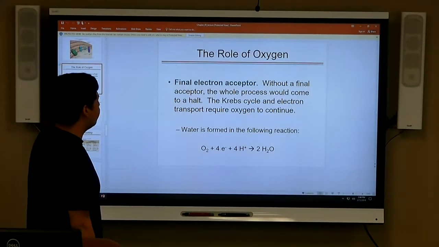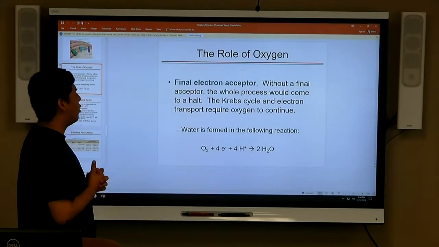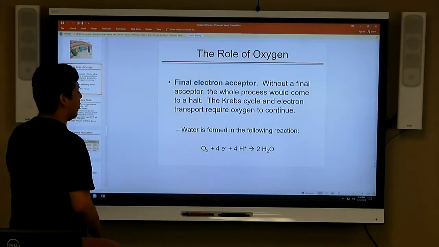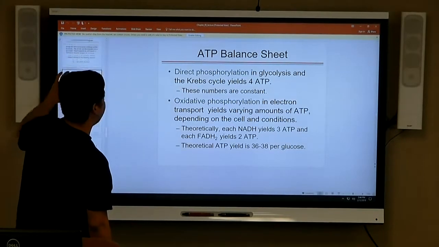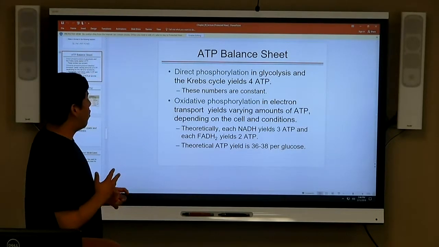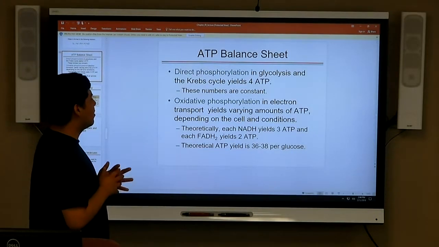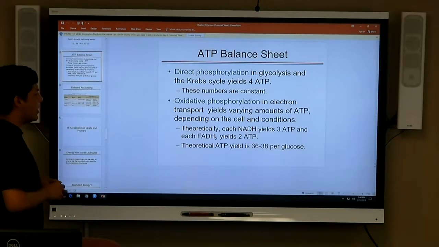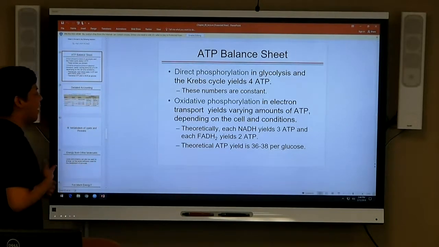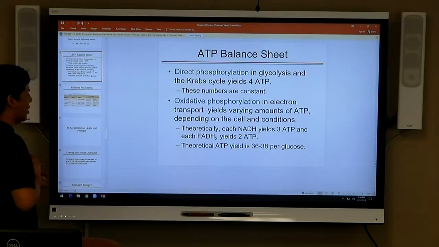The role of oxygen. Final electron acceptor. Without a final acceptor, the whole process would come to a halt. The Krebs cycle and electron transport require oxygen to continue. ATP balance sheet. Direct phosphorylation in glycolysis and the Krebs cycle yields 4 ATP. These numbers are constant. Oxidative phosphorylation and electron transport yields varying amounts of ATP depending on the cell and condition.